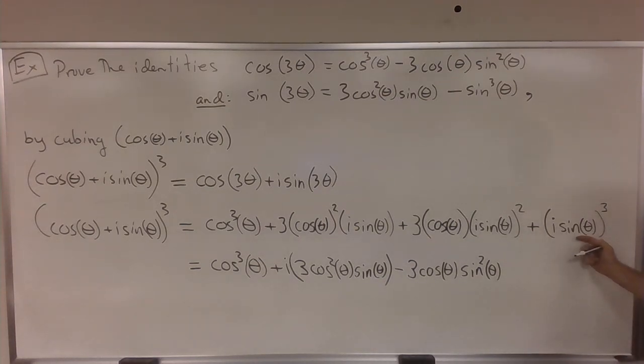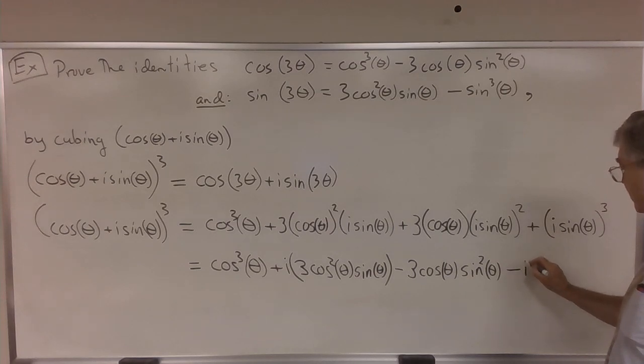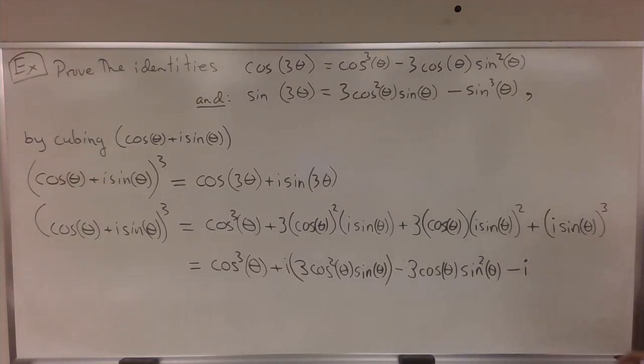Okay, now on to this thing. I'm going to cube i and I'm going to cube sine theta. i squared is -1, so i cubed is -1 times i. So I get -i when I cube i, and I'm going to cube sine of theta.